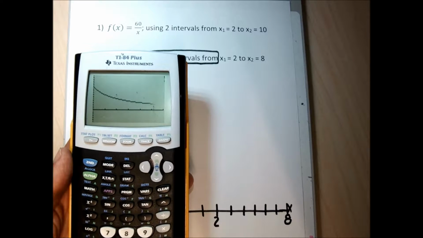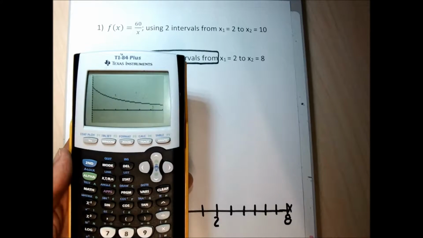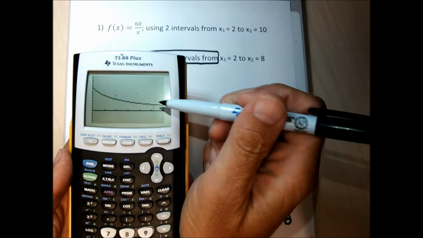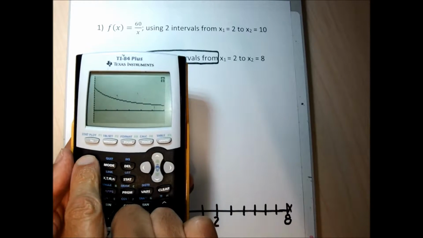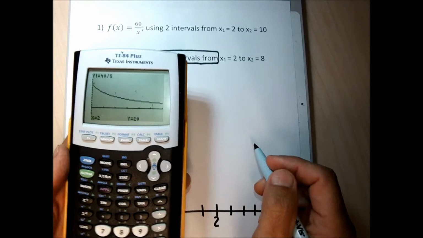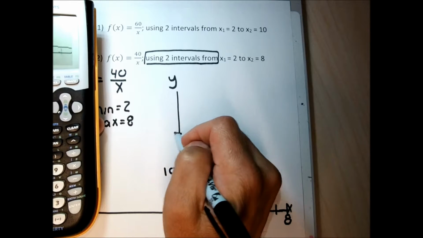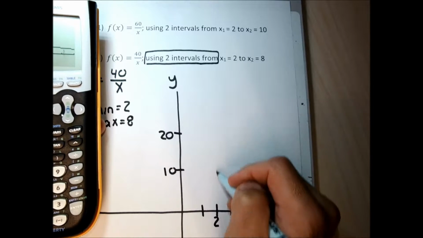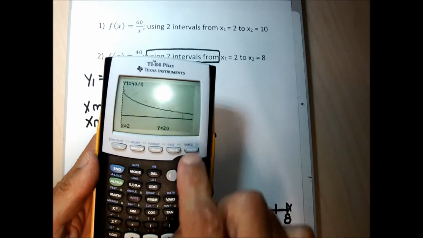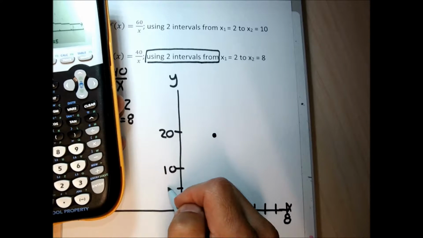And this is the graph. Again, this is not the x-axis here. This is x equal to 2. So now I'm going to copy this graph. I need to copy this point exactly and that point exactly. So I'm going to go second calc value, type in 2. The first point I'm going to draw is the point 2, 20. That's the far left edge point. And then I'm going to type in the number 8 and hit enter. And the last point I'm going to draw is the point 8, 5.